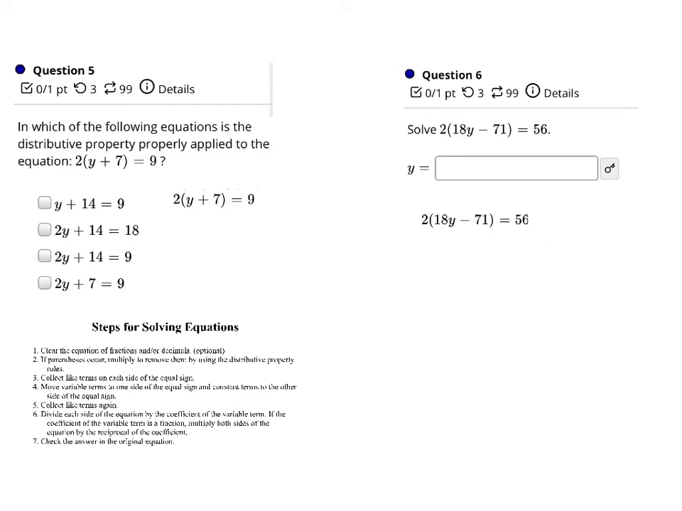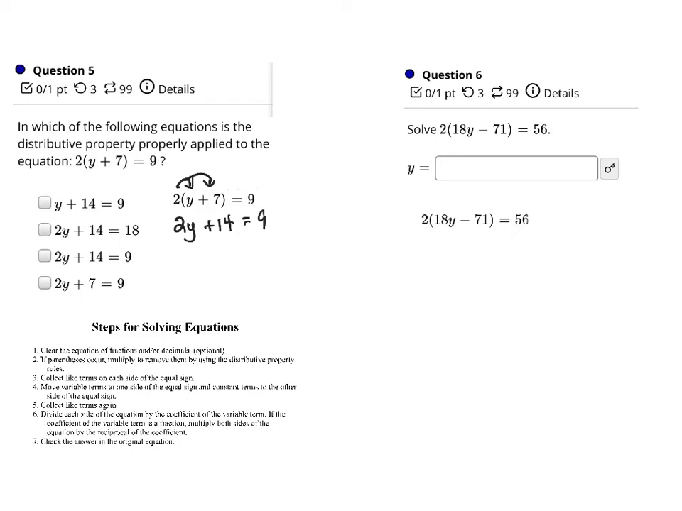We have two problems on this page, question 5 on the left and question 6. On the left, it says, in which of the following equations is a distributive property properly applied to the equation? And so we're going to take this 2 and multiply it times everything throughout the parentheses. So that should be 2y plus 14 equals 9. Notice we don't multiply it by the 9.